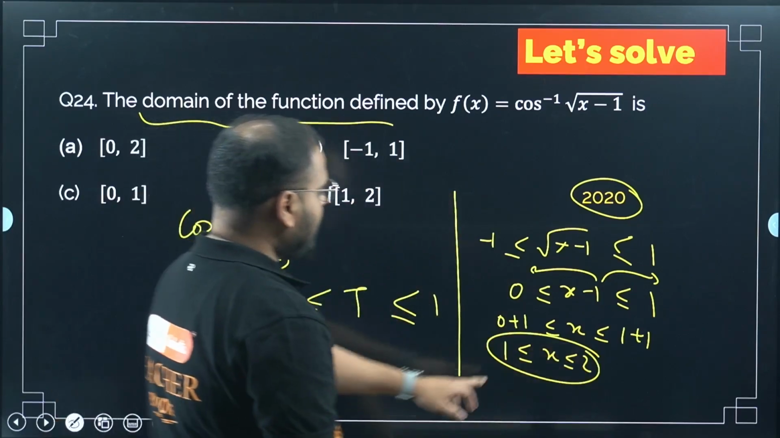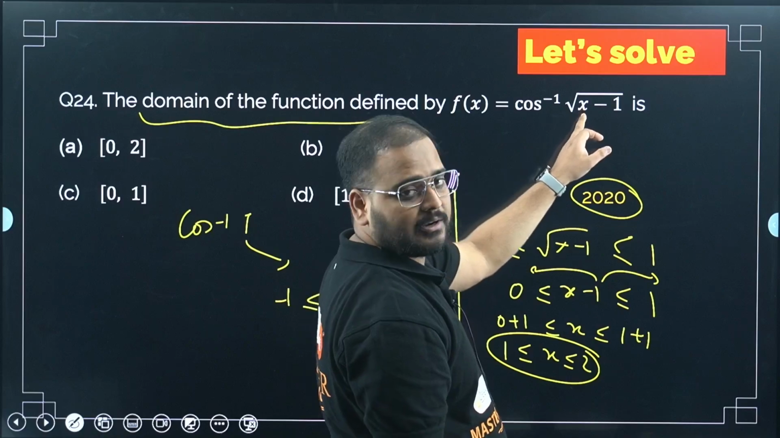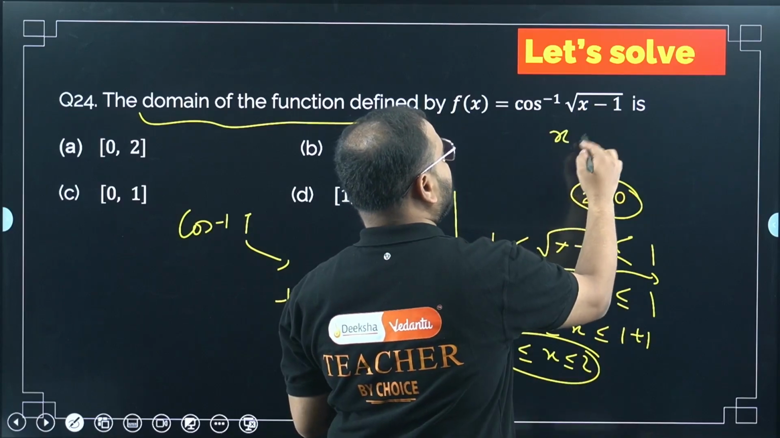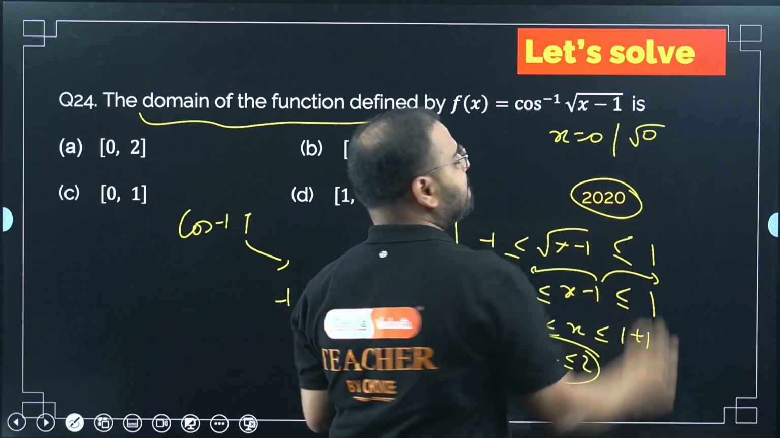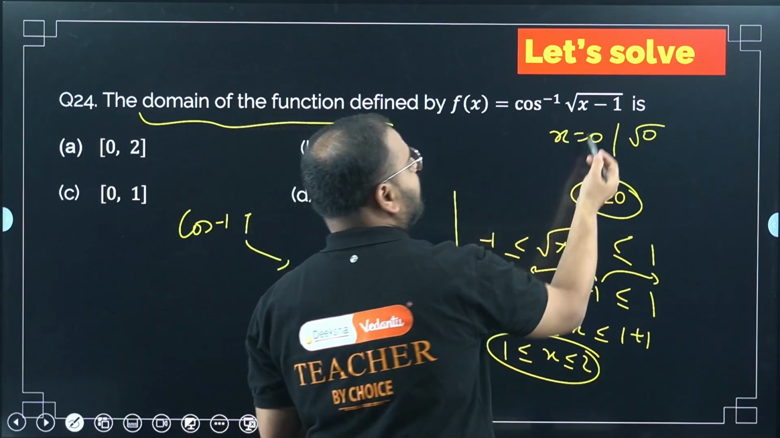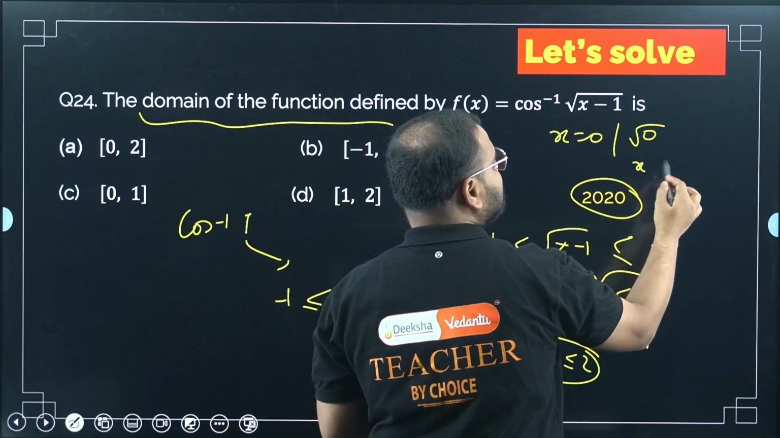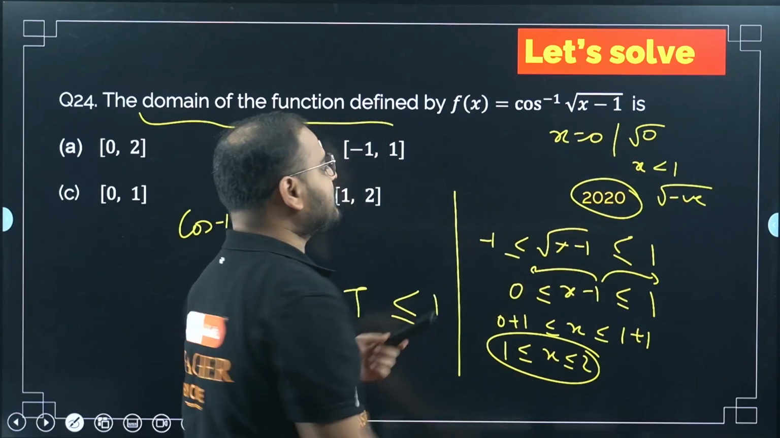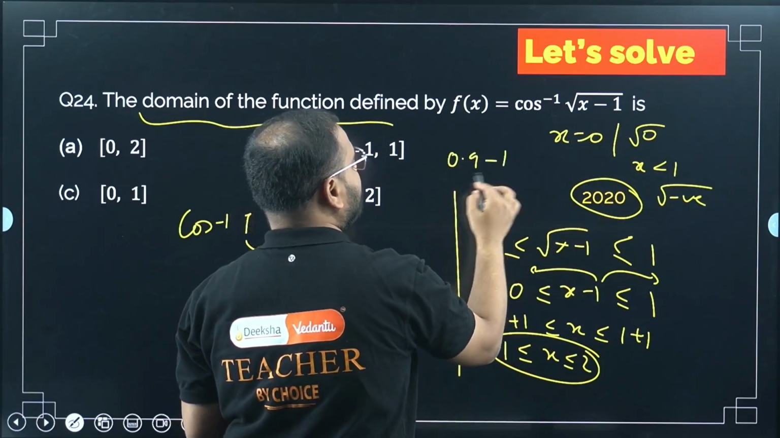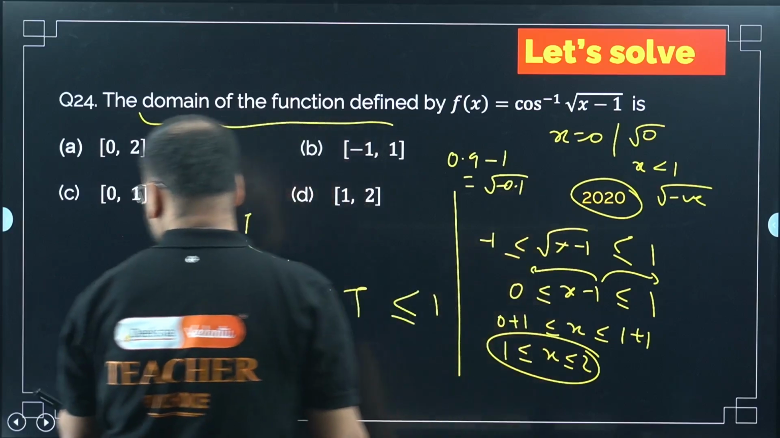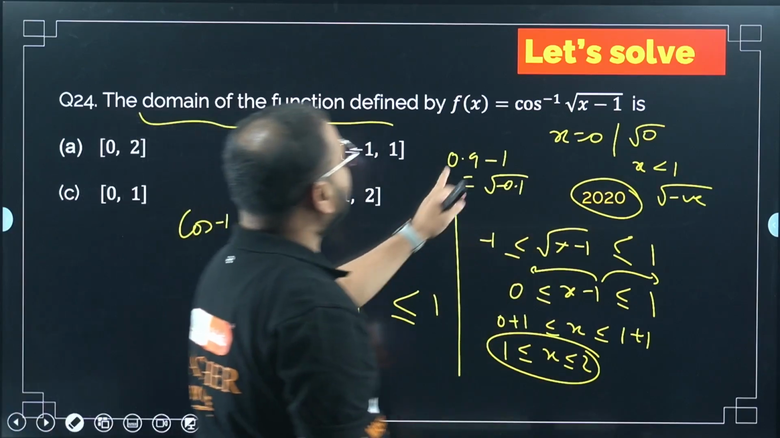You want to cross check? Check the limiting value. If I take x as 1, what is 1 minus 1? 0. Root of 0. But if I take x as anything less than 1, then what will happen? This will be negative. Let's say I take 0.9 minus 1. How much is that? Minus 0.1. You cannot find a real root for that.